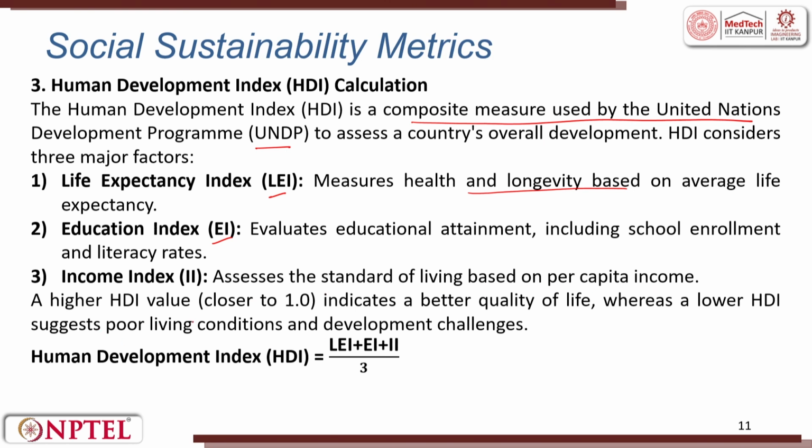A higher HDI value closer to 1.0 indicates a better quality of life, whereas a lower HDI value suggests poor living conditions and development challenges, because those 3 pointers are there: life expectancy index, education index and income index. We divide it by 3, take the total average. This is known as Human Development Index.